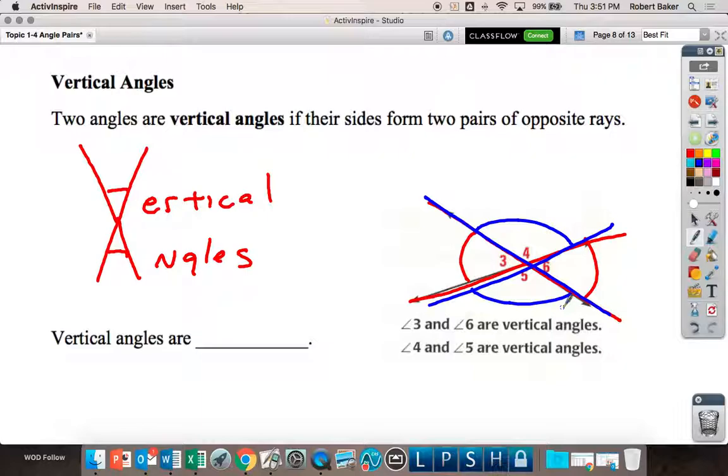No. 4 and 5 are also vertical angles. That's more like the definition over here. So by definition, vertical angles are formed by 2 lines intersecting. Period. Who likes Illuminati? Here we go, guys. I'm about to ruin it right now.